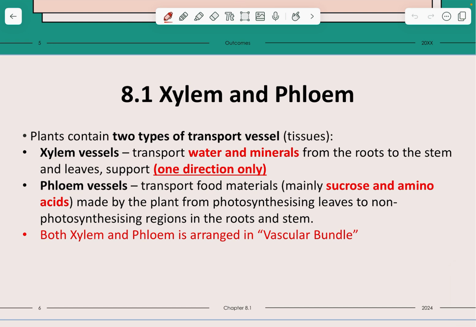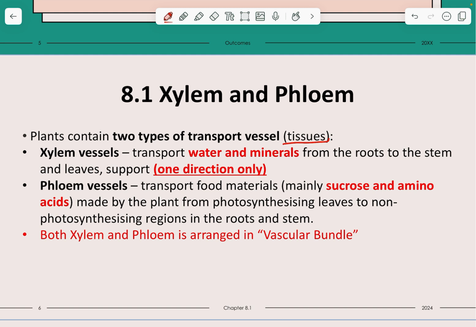You have to remember that xylem and phloem are both transport vessels of the plant. When we mention transport vessels, it reminds you of humans, where we have arteries, veins and capillaries. However, plants do not have those. They have the 2 vessels, which are xylem and phloem. Both of them are known as tissues, okay?